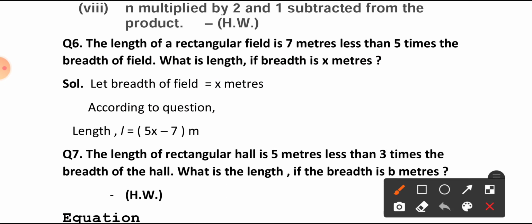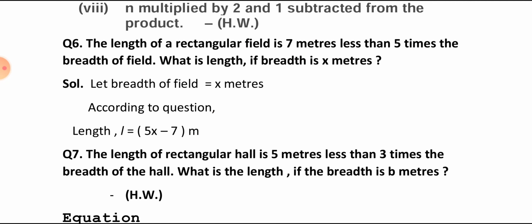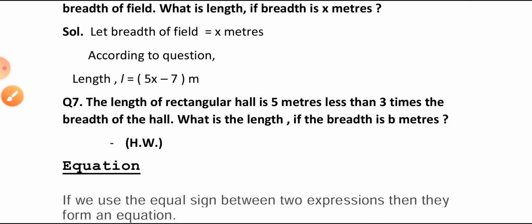So first of all you should have understood how to change the statement into arithmetic expression form. You should know how to read this. So 5 times मतलब होता है 5 multiplication and 7 meter less, less का मतलब होता है minus. So 5x minus 7 meters will be the length. Like this you have to solve question number 7 also. It's the same as question number 6, only the numbers and variables change here.